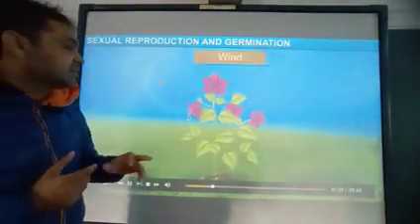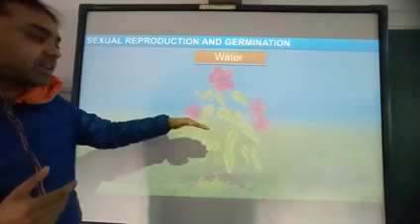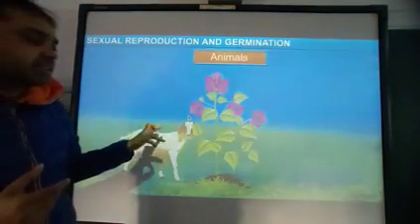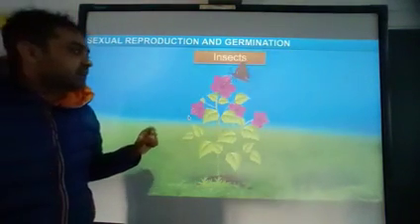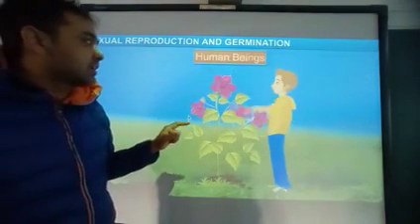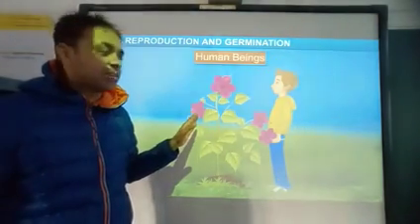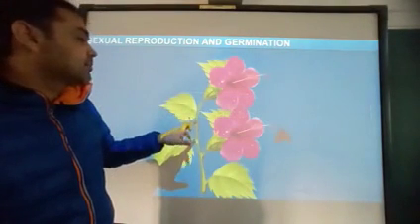So this is the wind. Wind is one of the agents of this pollination. This is the water. Water is also one of the agents of pollination. These are the animals that can be an agent of pollination. These are the birds that can be agents of pollination. Human beings also pollinate the different flowers. Okay. So this is the pollination.